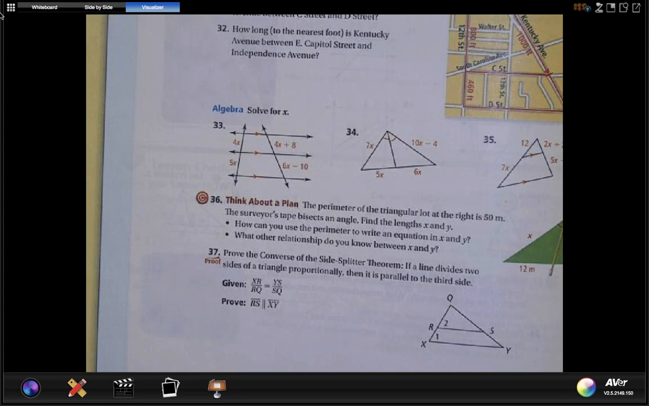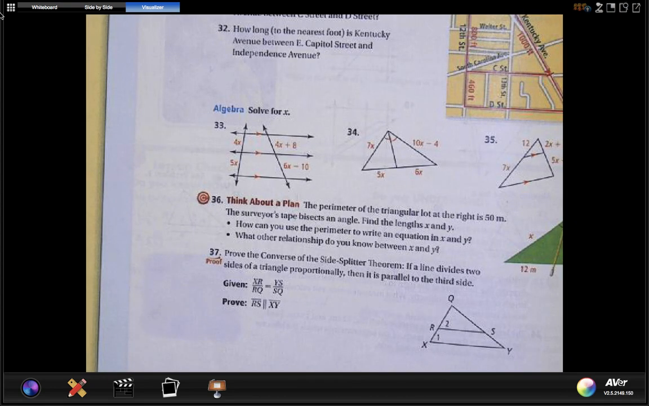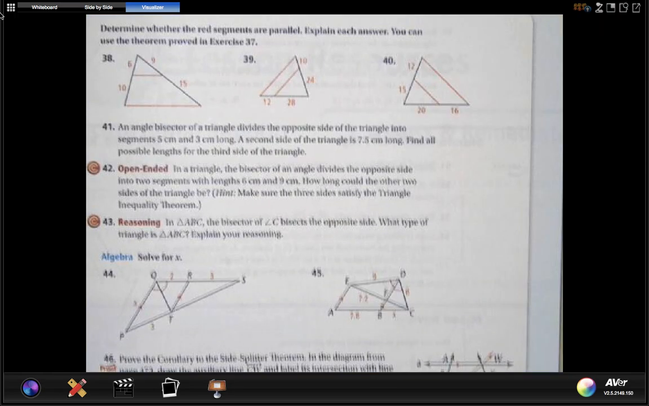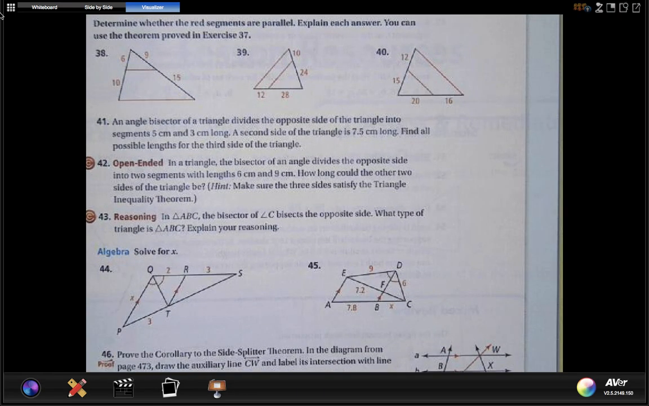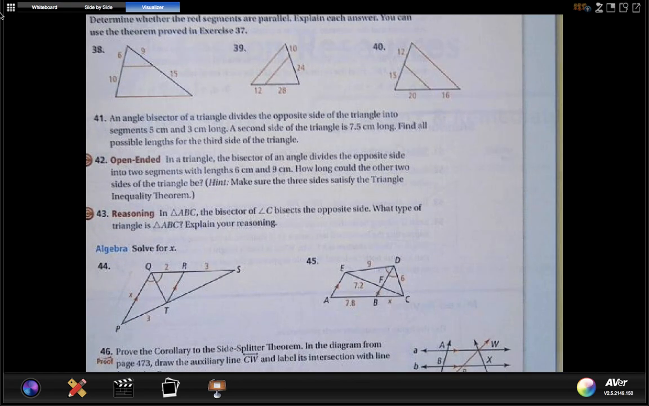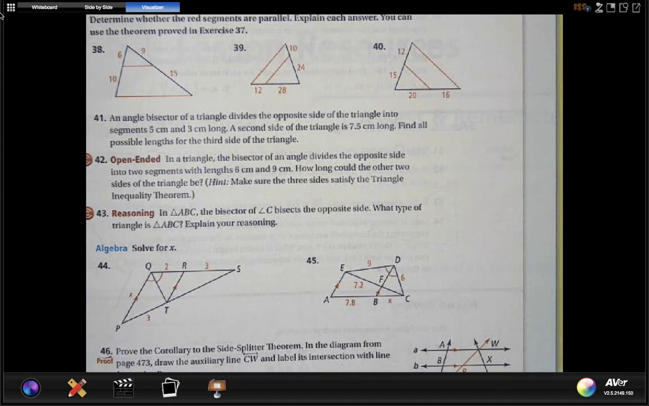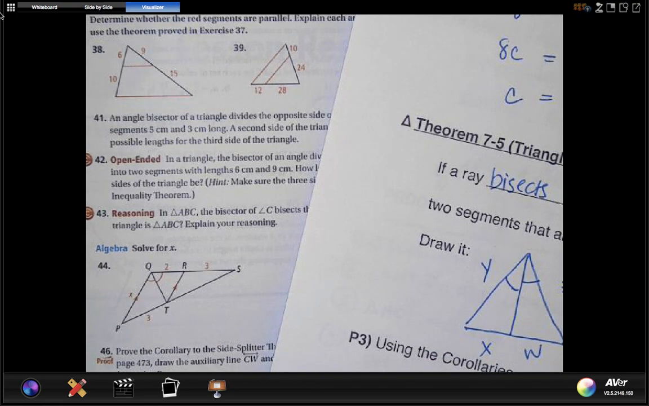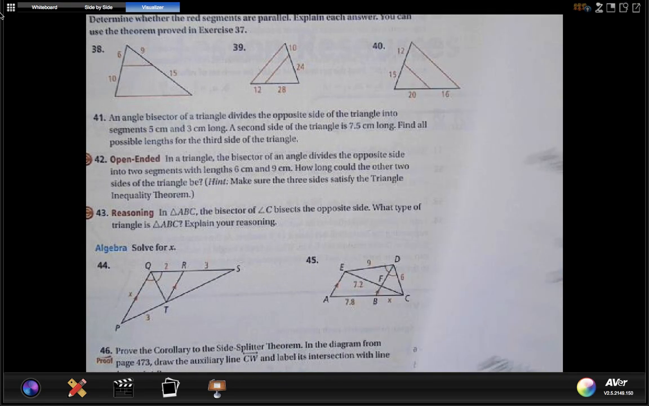41. Okay. So 41 says an angle bisector divides the opposite side of the triangle into segments that are 5 and 3 centimeters long, and the second side of the triangle is 7.5. Find all possible lengths for the third side of the triangle.